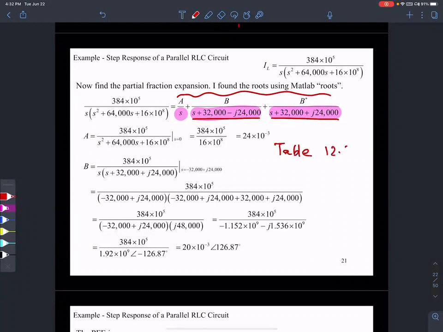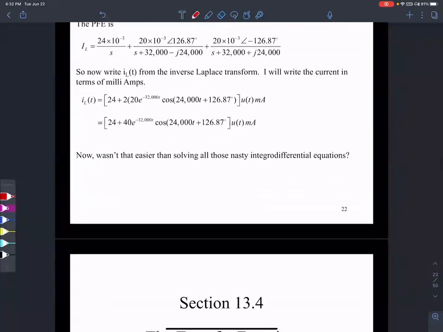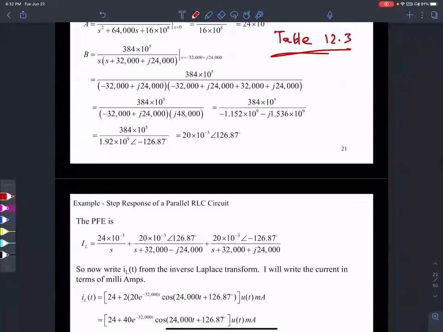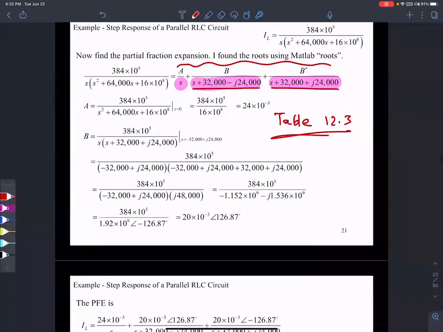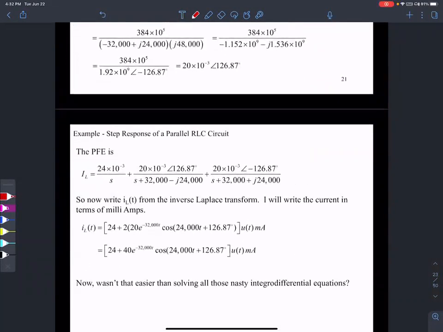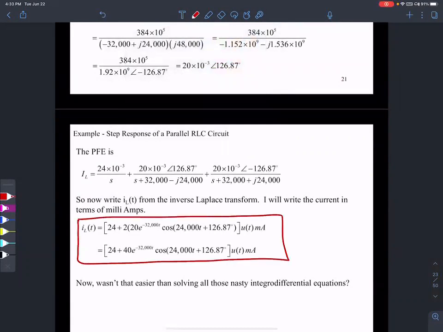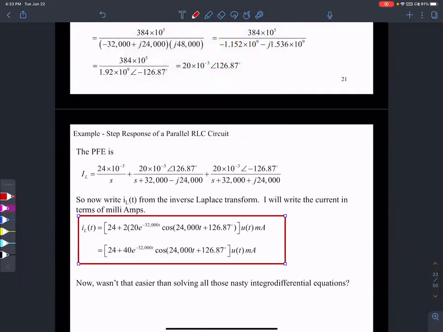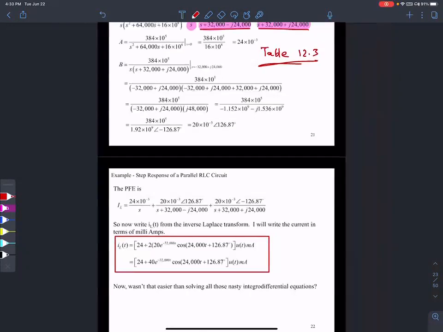I think it's 12.3. Okay, Table 12.3 tells you how to go from this partial term form to a time domain form. So this is your final time domain expression. That's your time domain expression.